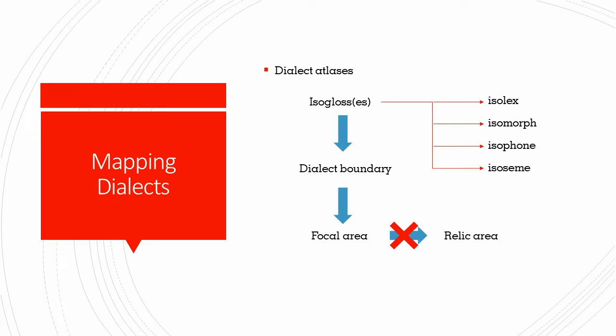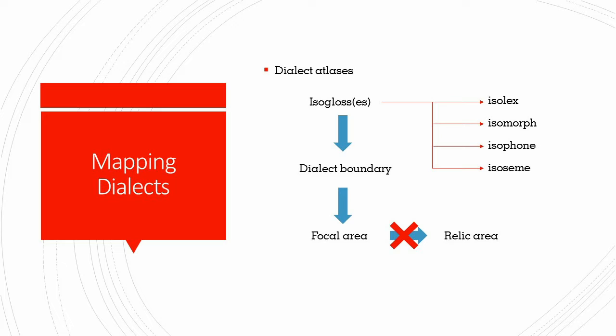Is isogloss only about pronunciation? No. There are four kinds of isogloss, which are isolex, which is isogloss related to lexical items; isomorph, which is isogloss related to morphological features; isophone, related to phonological features; and isosem, which is related to semantic features.